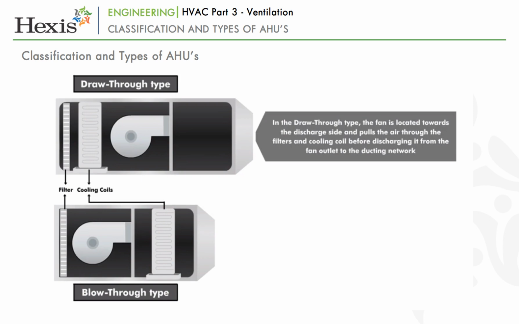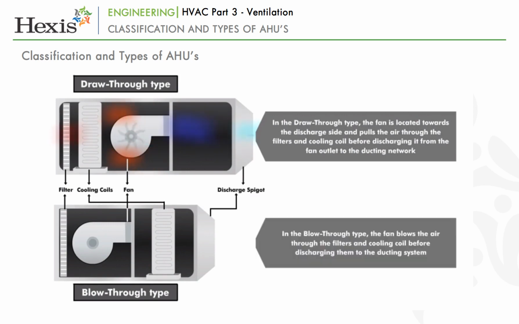In the draw-through type, the fan is located towards the discharge side and pulls the air through the filters and cooling coil before discharging it from the fan outlet to the ducting network. In the blow-through type, the fan blows the air through the filters and cooling coil before discharging them to the ducting system.